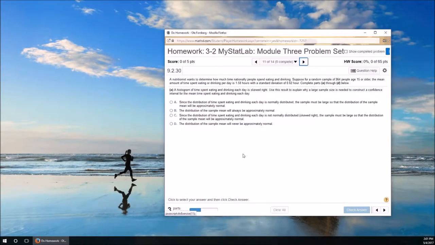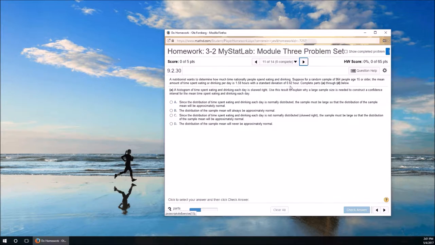So let's begin, especially with that first part. We're given a nutritionist wants to determine how much time nationally people spend eating and drinking. Probably far too much for me. Suppose for a random sample, N is 964, people age 15 or older, the mean, so X bar, amount of time spent eating and drinking is 1.8, with a standard deviation, S, of 0.62 hours. So we're given X bar, the mean of the sample, and S, the standard deviation of the sample.